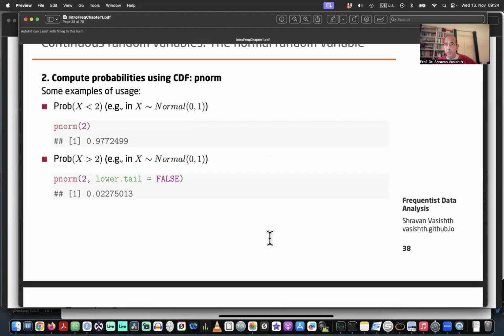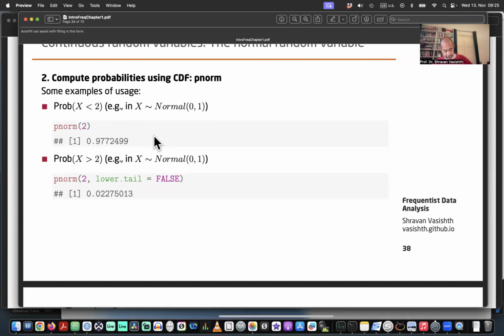Okay, the second thing you can do with the DPQR family of functions is that you can ask questions about the probability of observing a particular value or something less than that or something more than that. Remember that in a continuous distribution, the probability of observing a specific number like 2 is always 0, because probability in a continuous distribution is defined in terms of the area under the curve. So if you ask a question like, what's the probability of X, the observed value, being less than or equal to 2 in a standard normal distribution, you could just type pnorm(2), and that tells you the area under the curve to the left of 2.